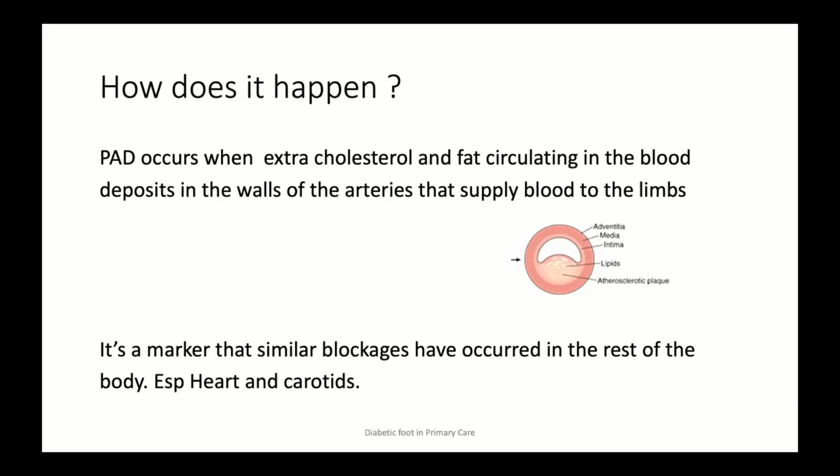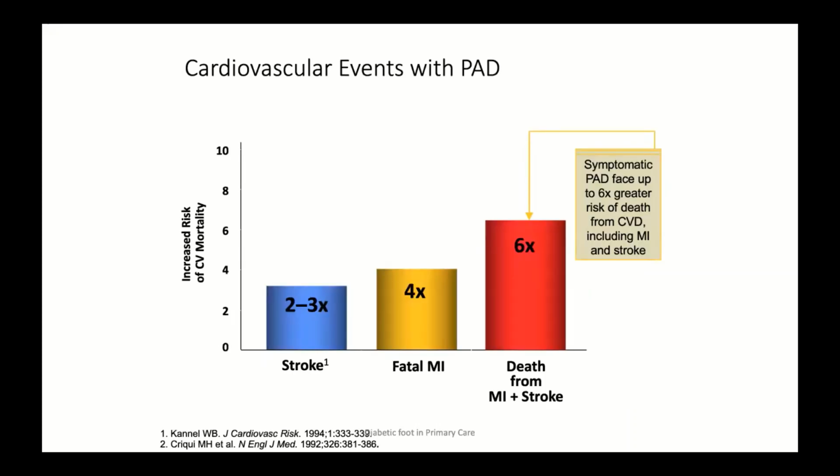It's really important because if you look at the mortality associated with peripheral vascular disease, they actually die from strokes or cardiac events. And the combination of these two probably causes a 6 times greater risk of mortality from cerebrovascular or cardiovascular events for somebody who has peripheral vascular disease, compared to someone who doesn't have peripheral vascular disease.